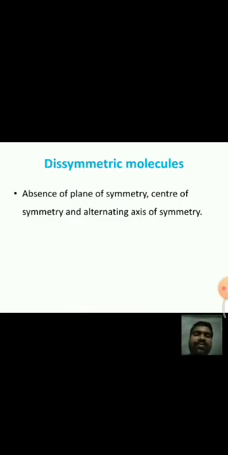And the molecules which are having none of the latter three symmetry elements, that is plane of symmetry, center of symmetry, and alternating axis of symmetry, then the molecule is said to be a disymmetric molecule, and the molecules are optically active. For example, this is the molecule 2,3-dibromobutane, which is a disymmetric molecule. That means in this molecule there is no plane of symmetry, there is no center of symmetry, there is no alternating axis of symmetry.